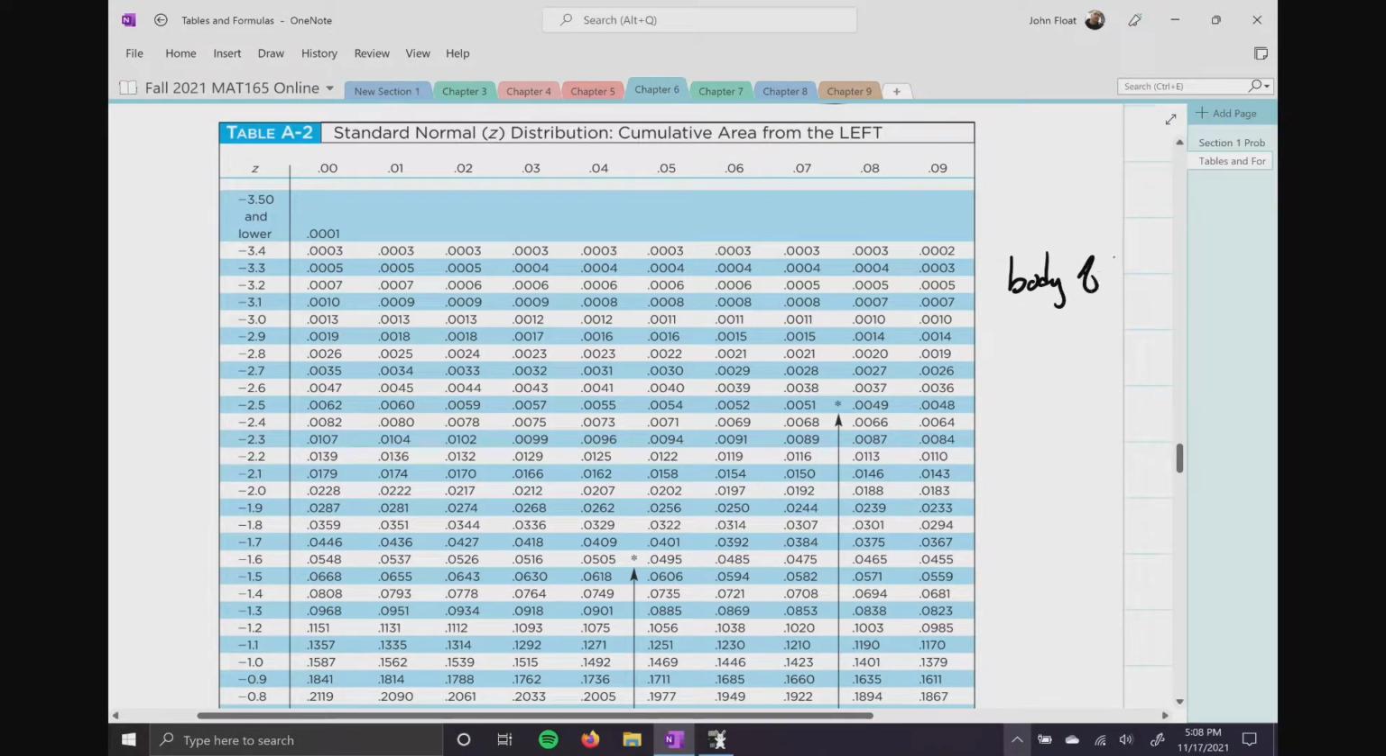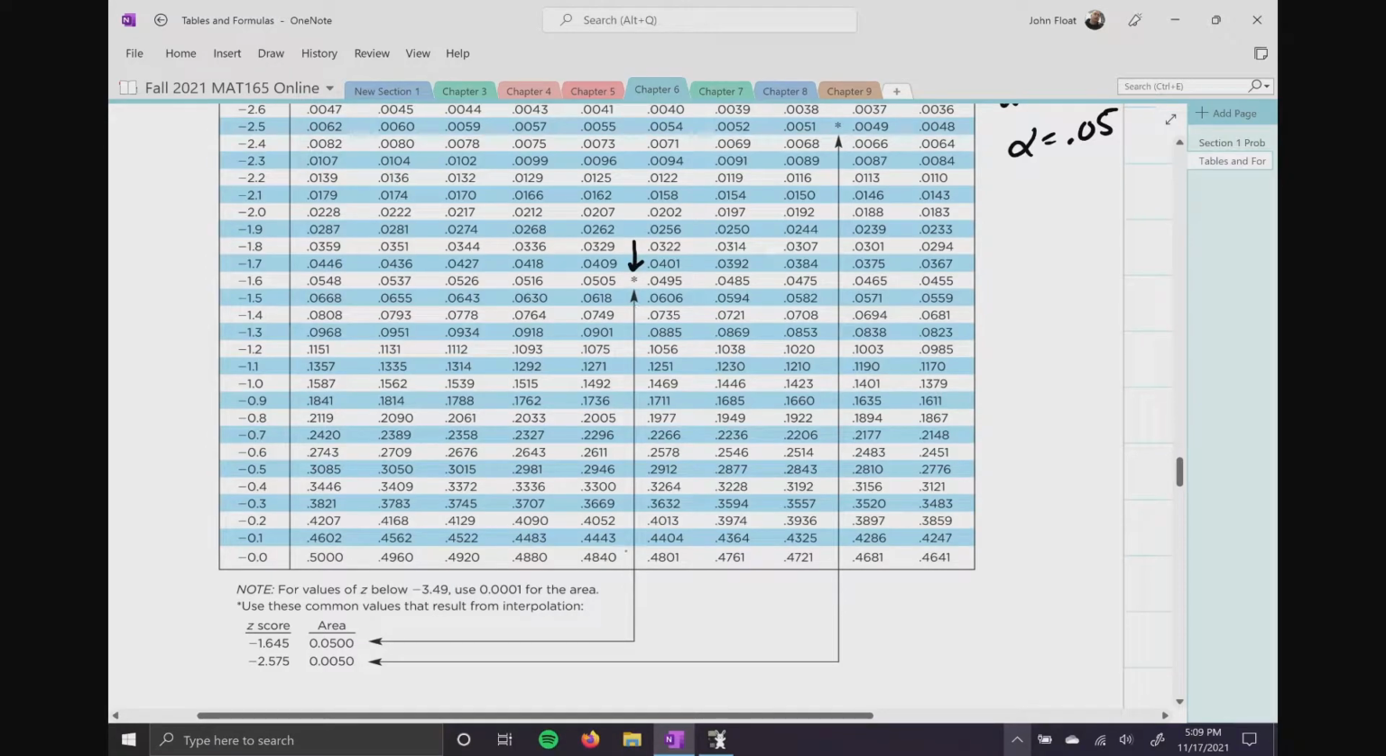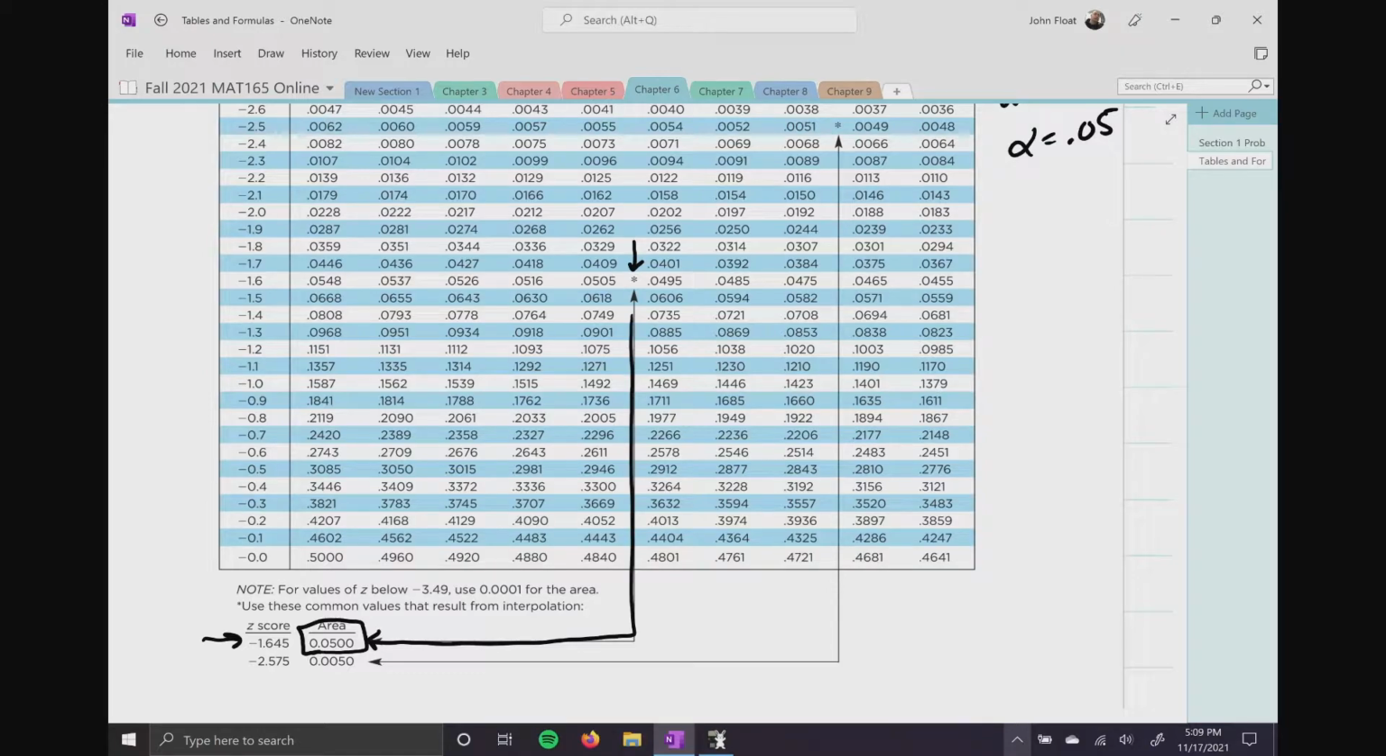The body of the table are area values. Okay? We need to find alpha equals 0.05, or as close as we can. So if you scan the table from left to right, and I know there's a lot of numbers, right here is a little asterisk. And if you follow that down, it's going to say area is 0.05. And if you notice to the left of that, that means it is a z-score of negative 1.645. And that is our critical value.